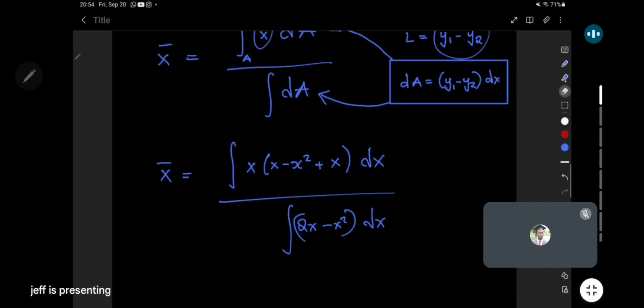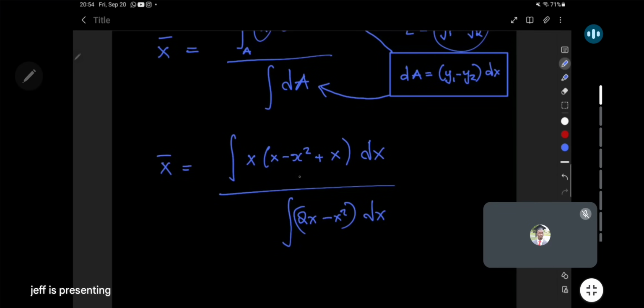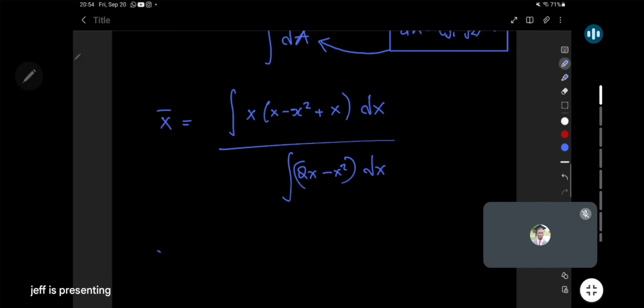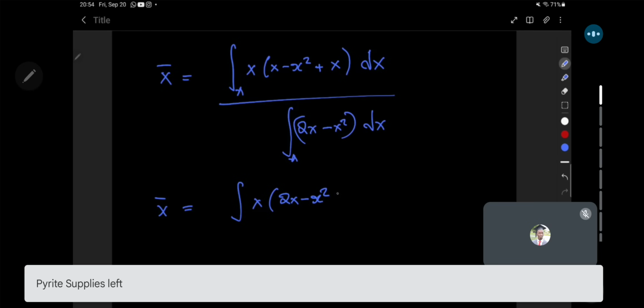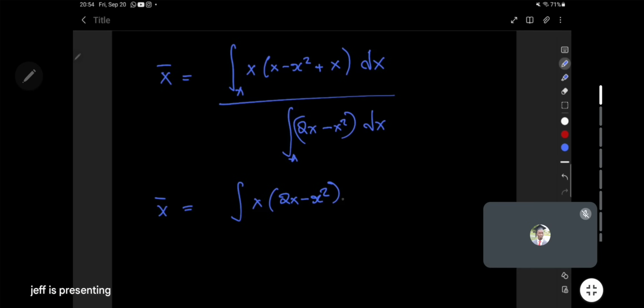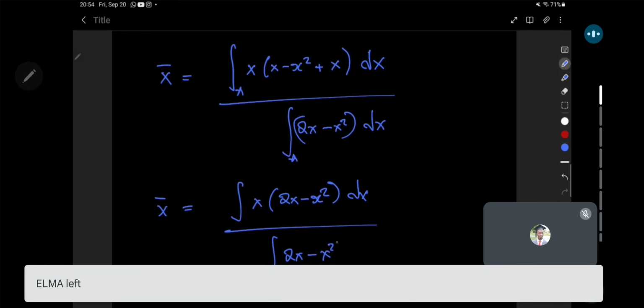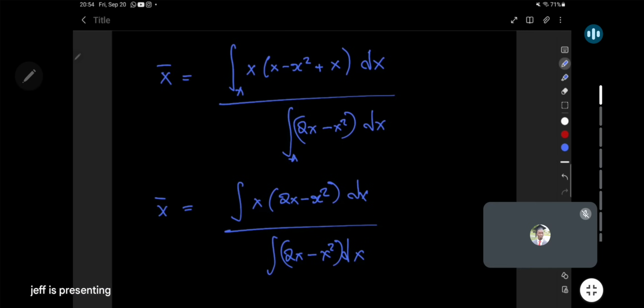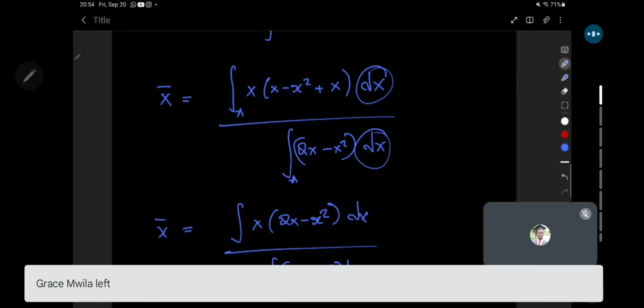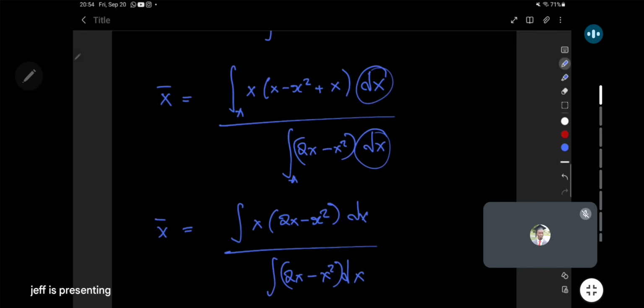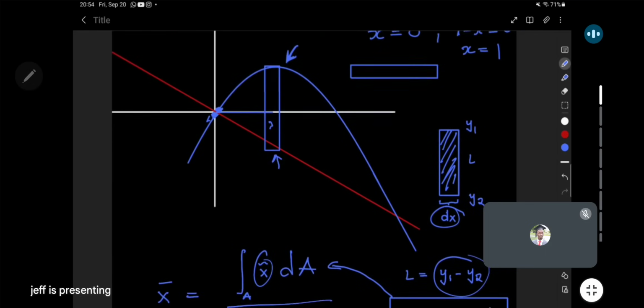Okay, so here's where we are. Let's simplify this a little bit, because we also have to define the boundaries. I can keep this as it is for now, but we have to define what the boundaries of integration will be. So we have x here, and inside there x plus x, that's 2x minus x squared dx over 2x minus x squared dx. Now what are our limits of integration? Because we're integrating with respect to x, both in the numerator and denominator, our boundaries of integration also have to be values of x, from the minimum to the maximum.